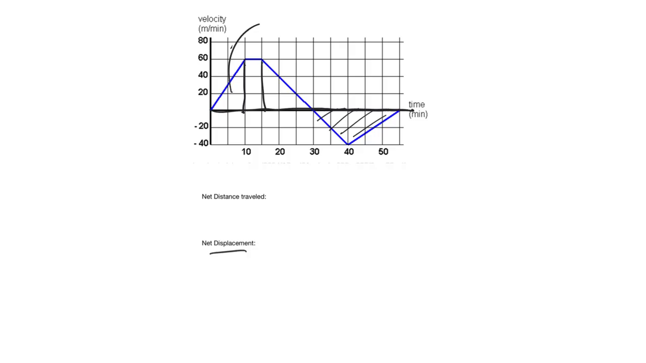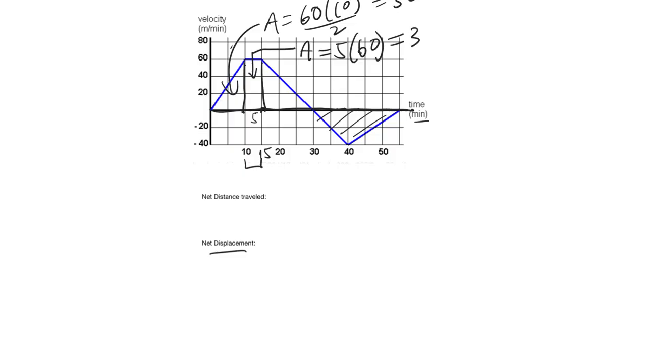Okay, so this triangle here, the area equals 60, the height, times the base, 10, divided by 2. So that'd be 300 meters. This is minutes. That's okay. This area right here is base times height, so that would be 5 times 60. So that'd be 300 as well.